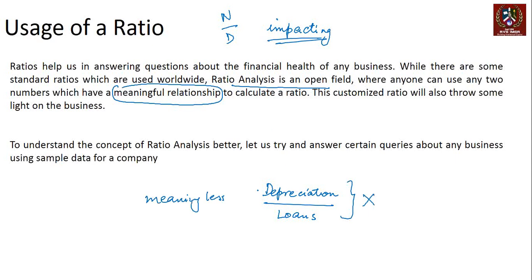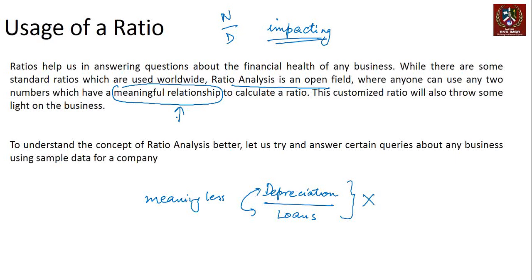So ideally, the two data points that you're using to calculate a ratio should have a meaningful relationship. One should be causing the other, right? You can customize any ratios based on that. Textbooks give you a certain set of 10-15 ratio definitions, but you could calculate hundreds of those to try and understand how a business works.